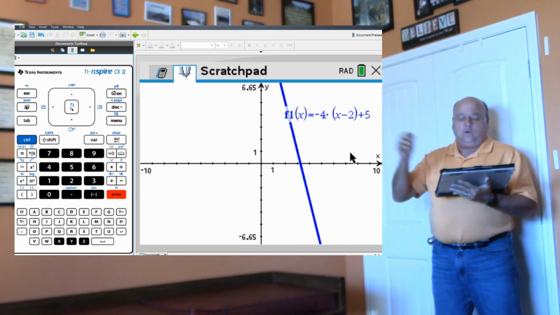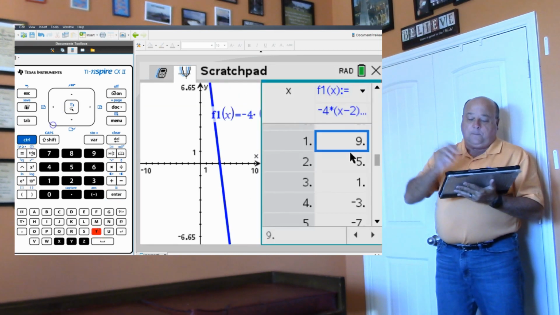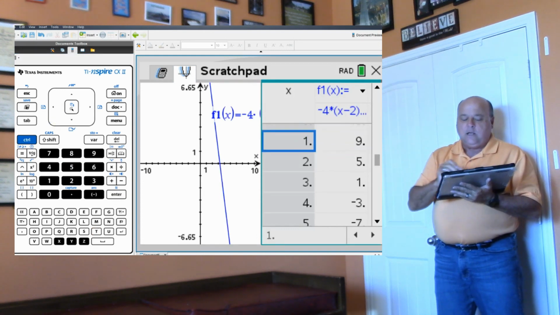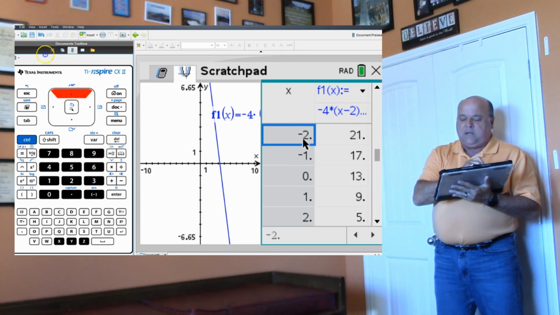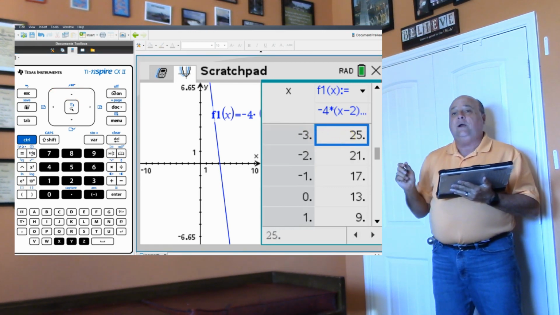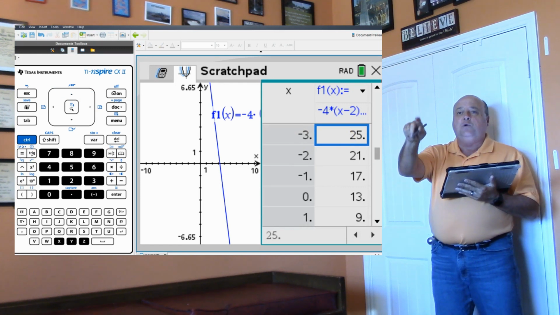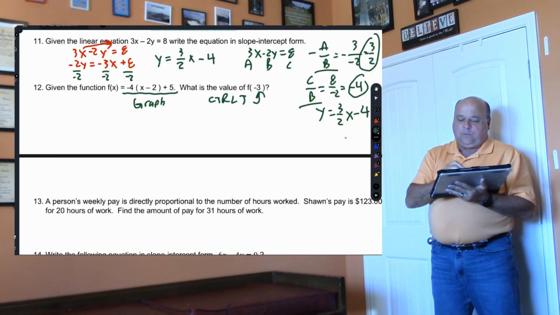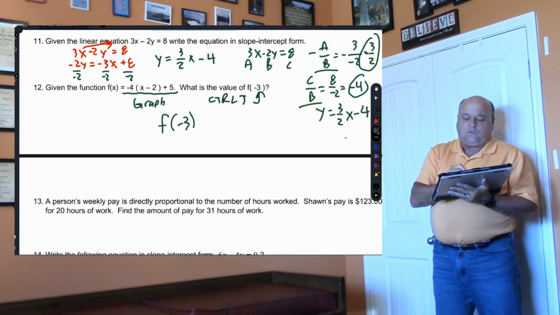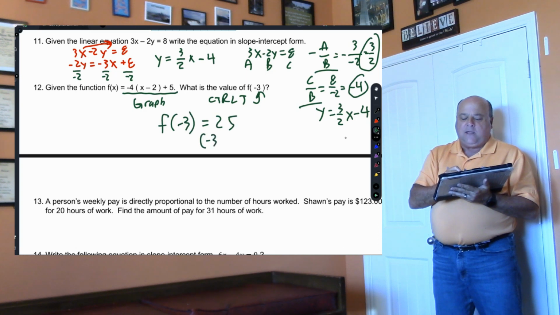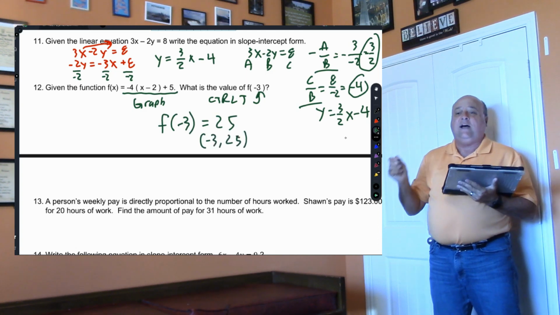And then Control T. That makes the table appear. And we want to know the y when x is negative 3. So right now we need to hit the up button until we get to negative 3. And at negative 3, the y is 25. So if I input negative 3, my output's 25. So I'm going to go to my paper. The f of negative 3 would equal 25. As an ordered pair, that would be negative 3 comma 25.